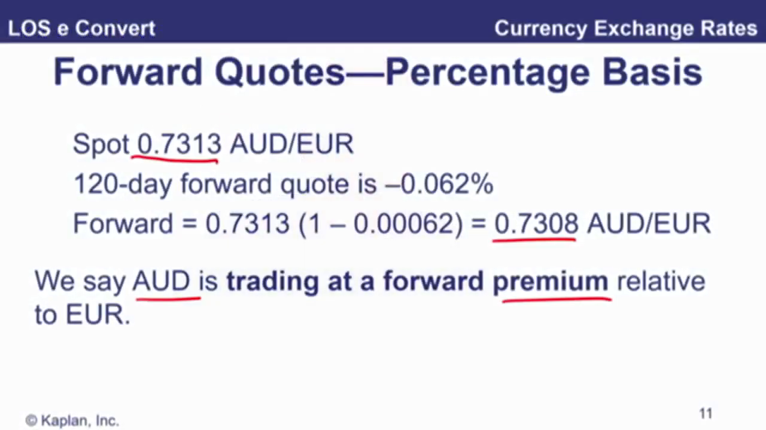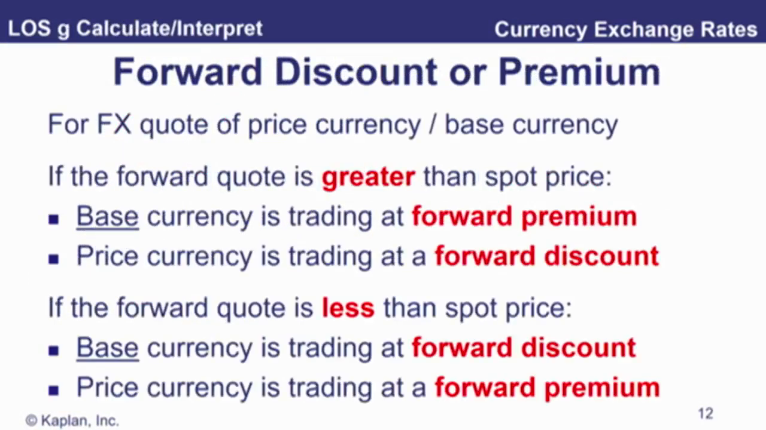So let's consider what we just looked at. On the previous slide, we said, look, spot 7313, forward 7308. So the forward was below the spot. So that's the example we were with. The forward is below the spot. We said that meant the base is buying fewer of the price in the forward market. The base was at a discount. Well, if the base is at a discount, the price has to be at a premium.